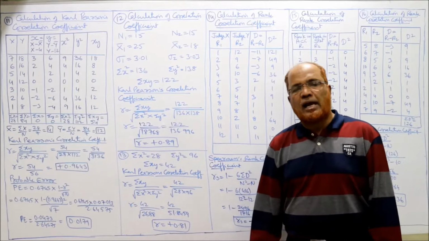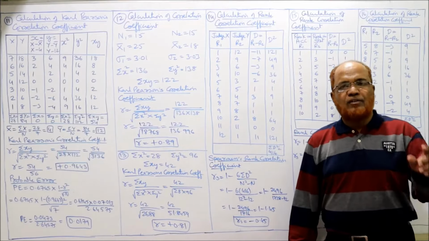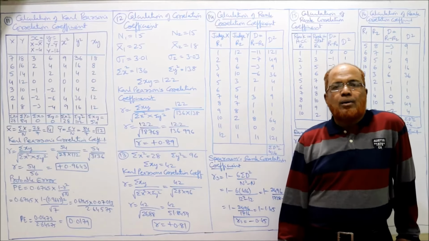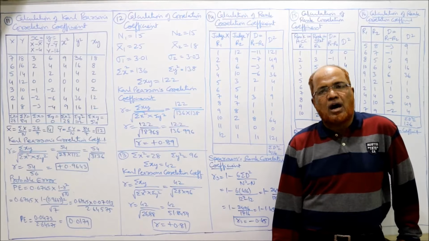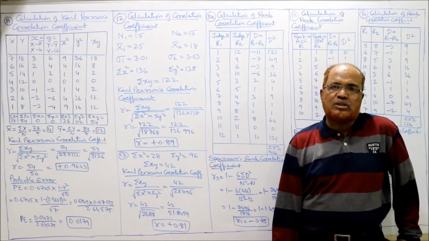Now it is asking you to calculate the probable error. The formula for probable error is PE is equal to 0.6745 into (1 minus r square) by under root n.